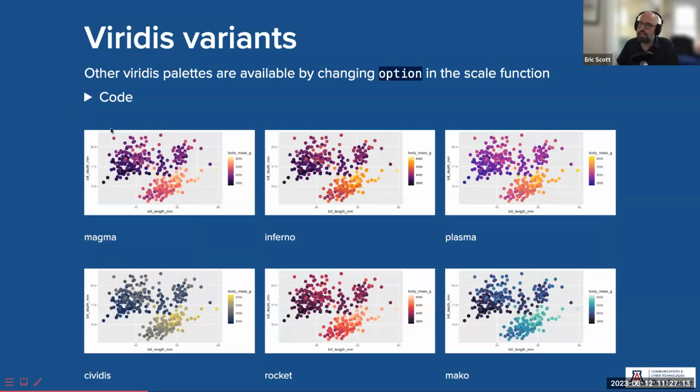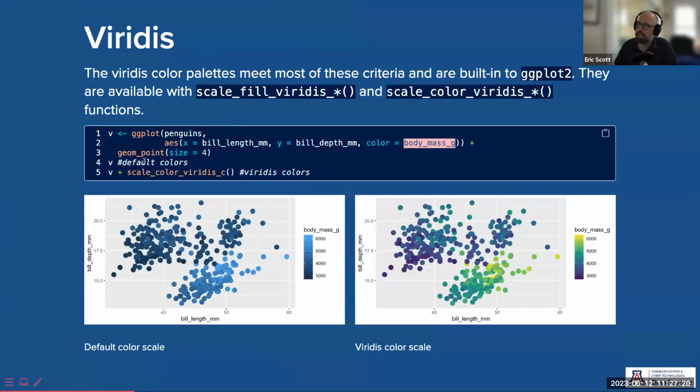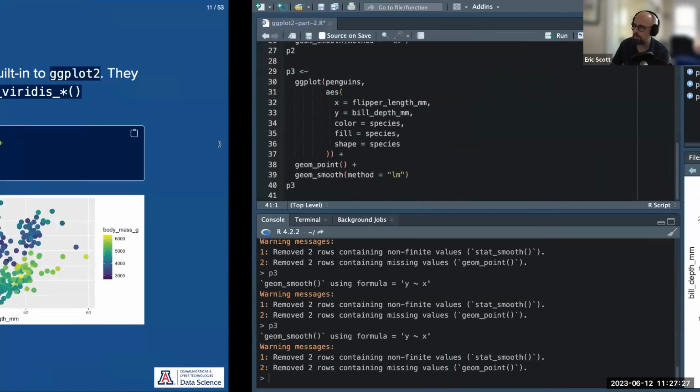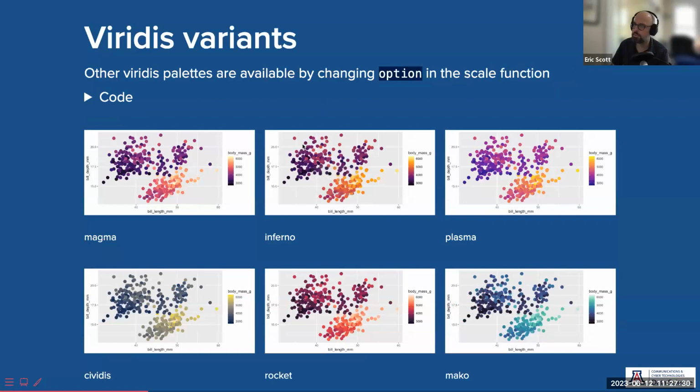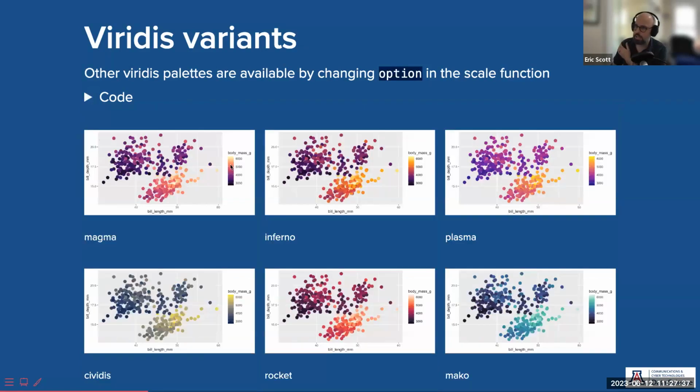There is actually a family of palettes available with this scale color Viridis function here. And you can adjust them, sorry, giving you guys motion sickness, with the option argument here to get these different colors. All of these tick most of those boxes of colorblind friendly, grayscale friendly, perceptually even. So this is a really nice place to start.